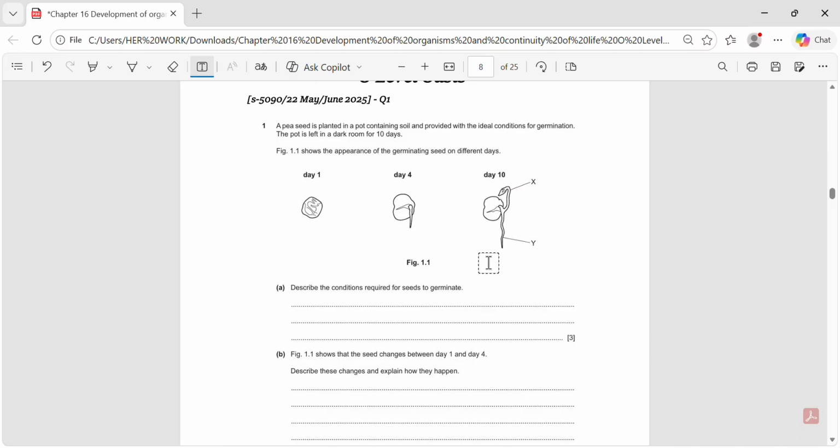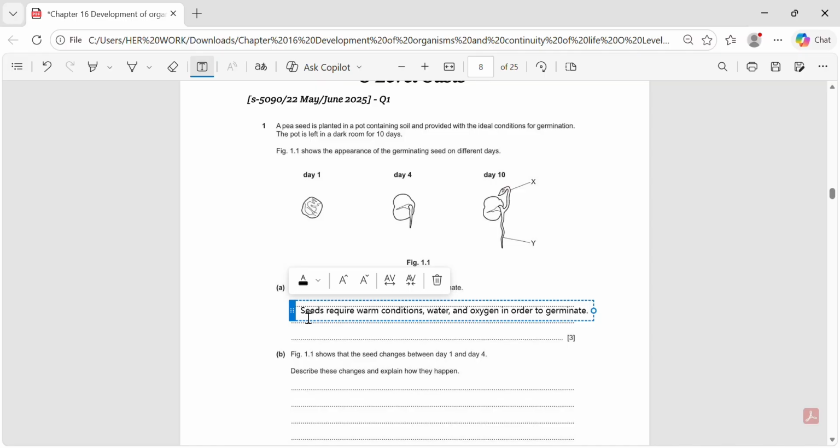Now, this is asking us to recall the basic requirements needed for a seed to start growing. And, the answer is seeds require warm conditions, water, and oxygen in order to germinate. Warmth allows enzymes to work properly, water activates the seed and starts metabolic processes, and oxygen is needed for respiration to release energy for growth.